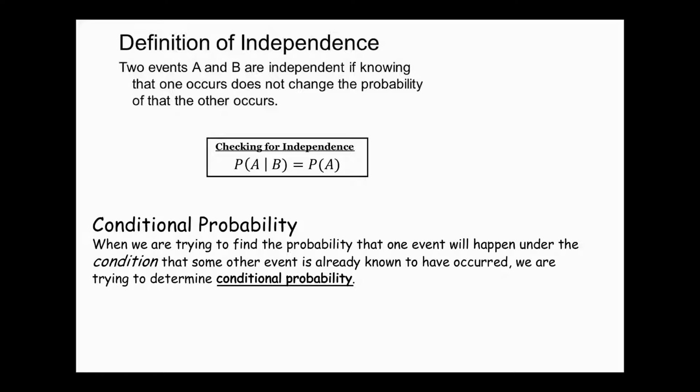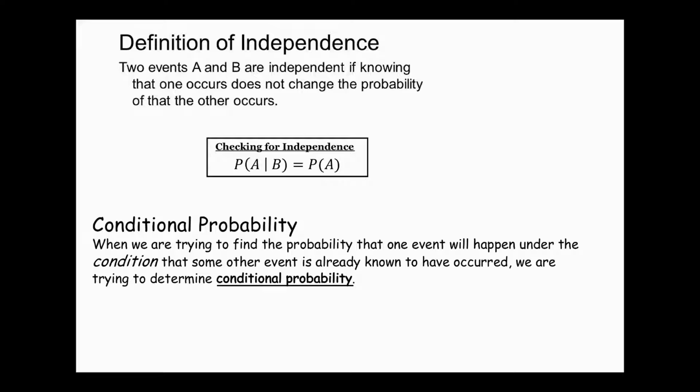Independence. We talked about independence. Independence means that knowing that one event is going to happen doesn't change the probability that the other event occurs. Okay, so if I know one thing's going to happen or already did happen, is it going to change the probability of something else? If the answer is yes, it will change the probability, it's what we call dependent. If it doesn't change the probability, it's independent.